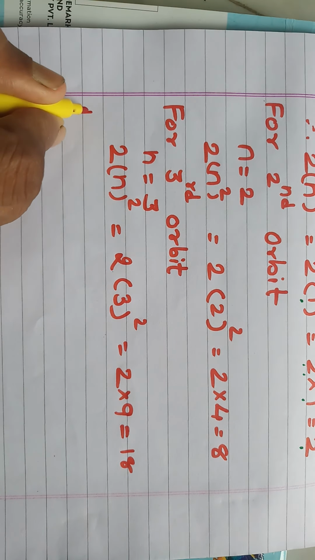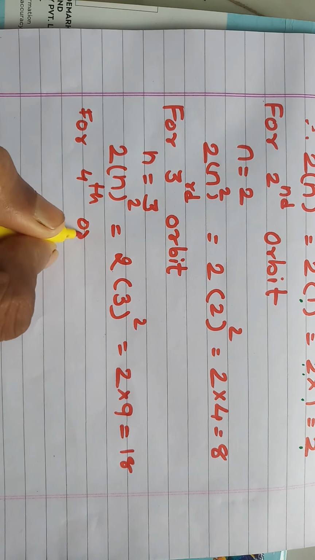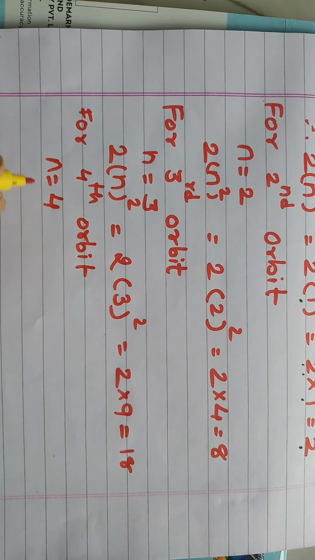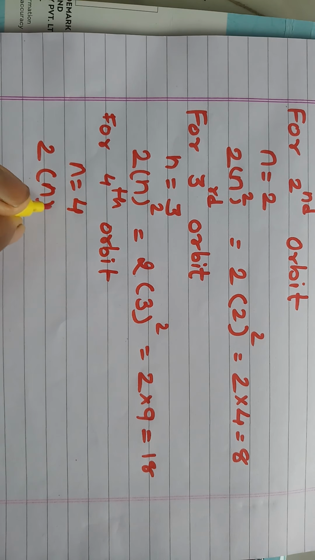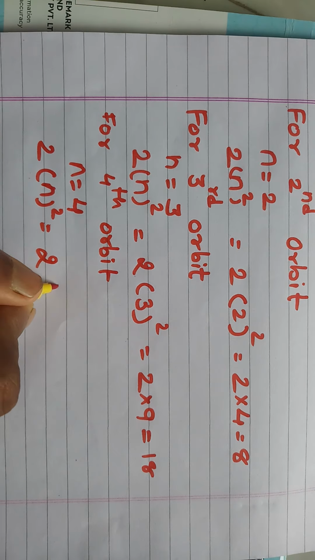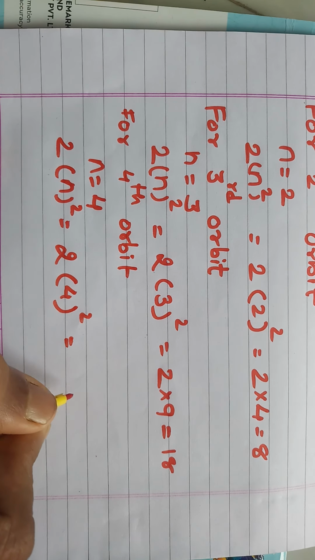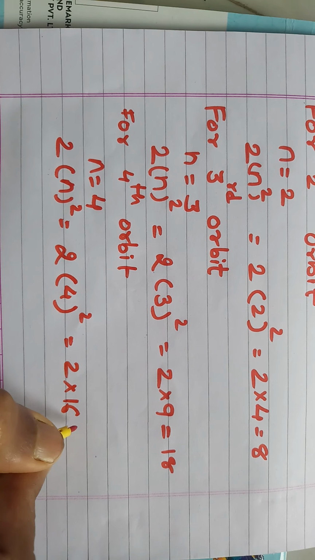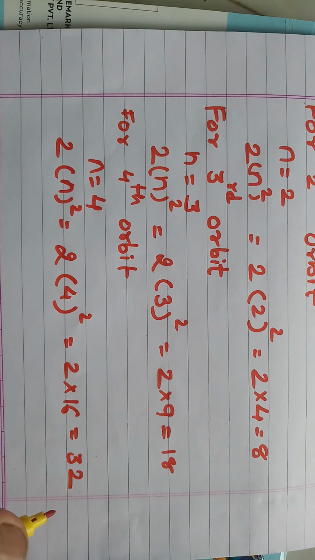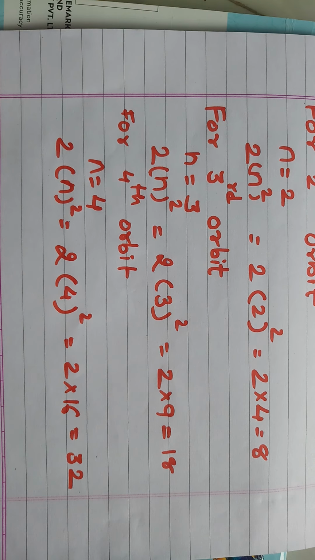Now for the fourth orbit, n is equal to 4, and the formula is 2n square, 2 into 4 square. 4 square is 16, into 2 is 32. So the maximum capacity of the fourth orbit is 32 electrons, and so on. If n is equal to 5, 5 square is 25, into 2 is 50. The capacity of the fifth orbit is 50 electrons.